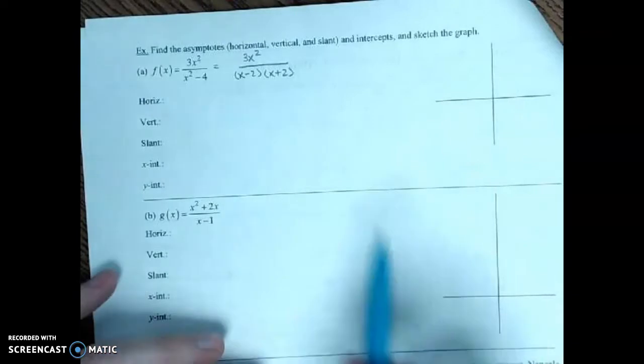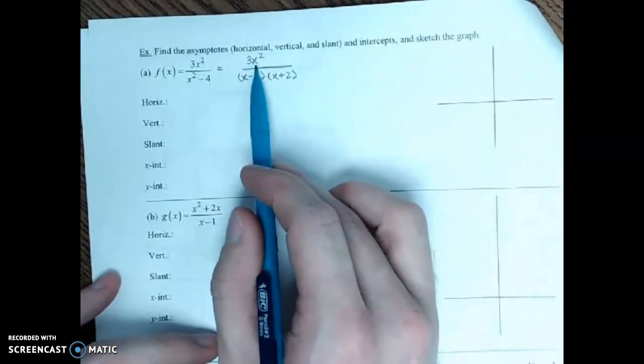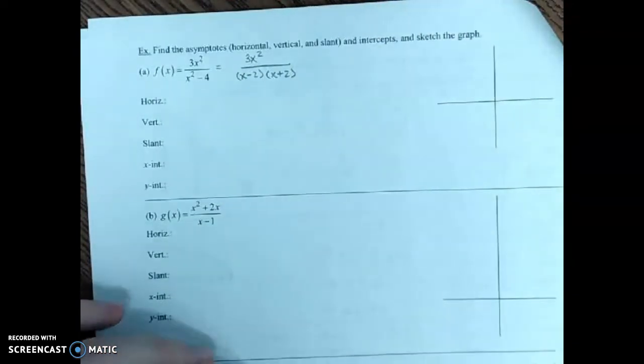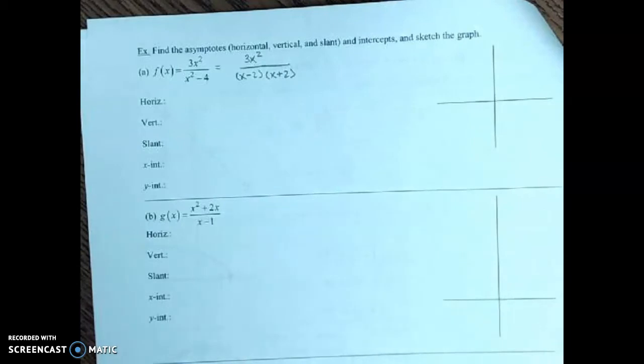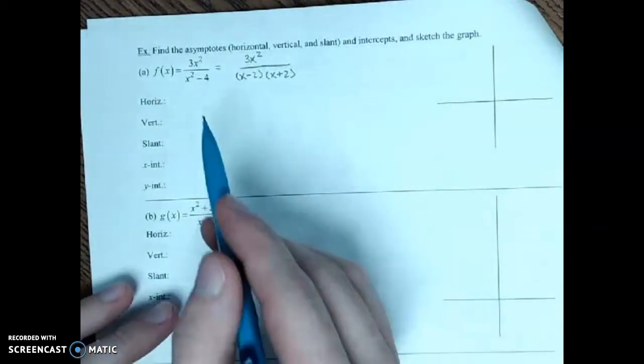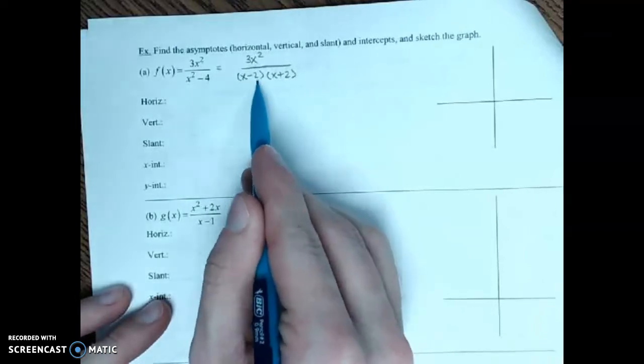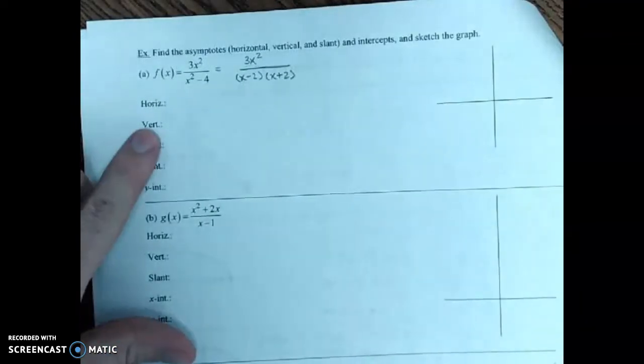Anyways, nothing is going to reduce, right? This factor, x, doesn't reduce with anything in the denominator, so there's not going to be any holes. Remember, the holes come from a factor that reduces from the numerator and the denominator. So let's go ahead and start filling some stuff in. I know these two factors left over in the denominator are going to give me vertical asymptotes.